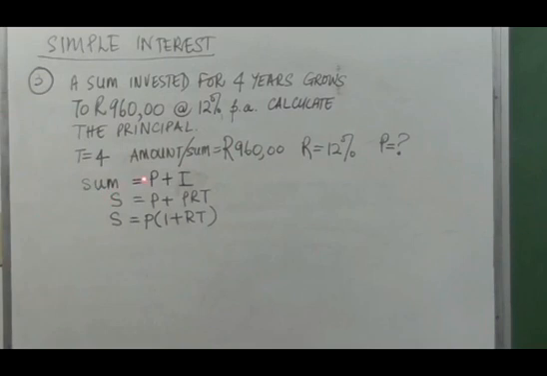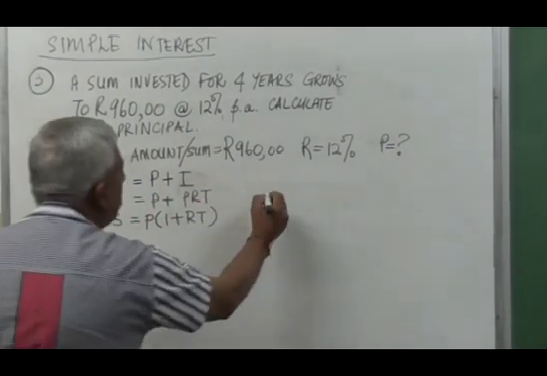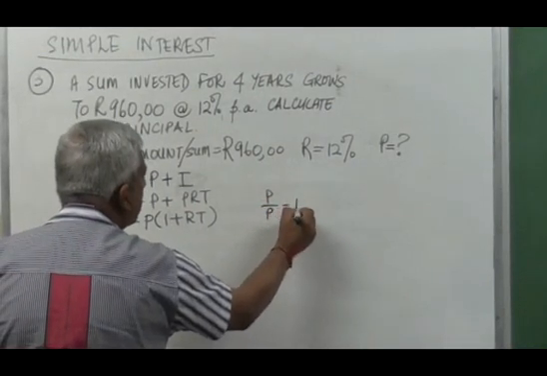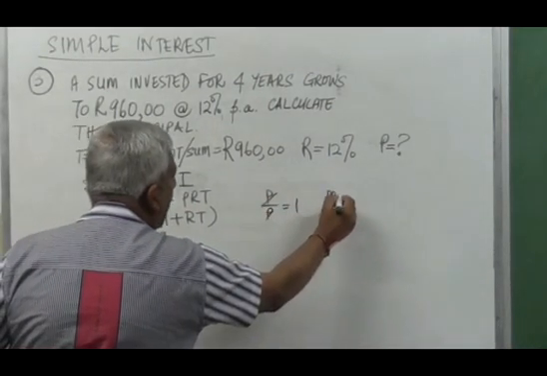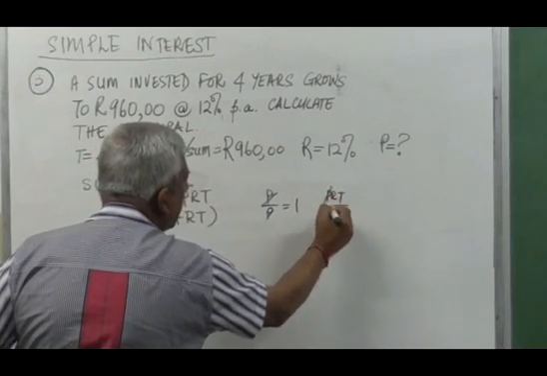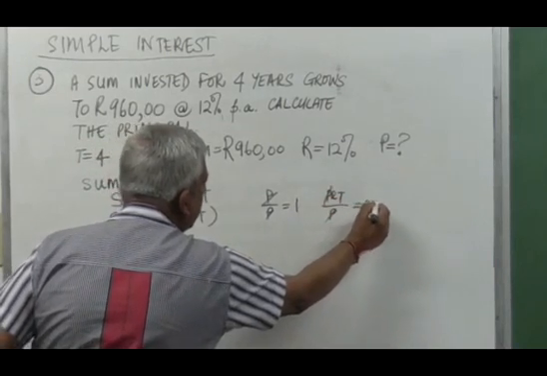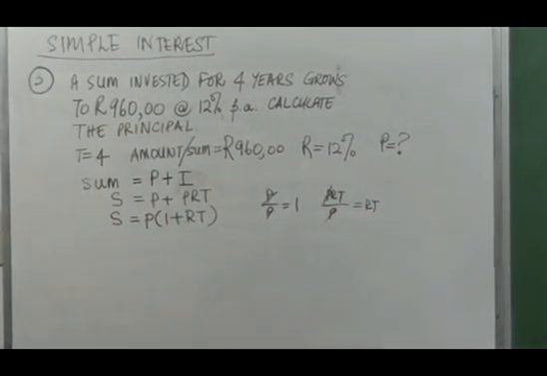Now the sum is always equal to the principal plus the interest. And the formula for interest is PRT. Now this is called removing common factors. So we remove the common factor P. P divided by P gives you 1, because it cancels off. And then PRT divided by P, the P's will cancel off and you'll be left with RT. So that's how we're getting the RT over here.